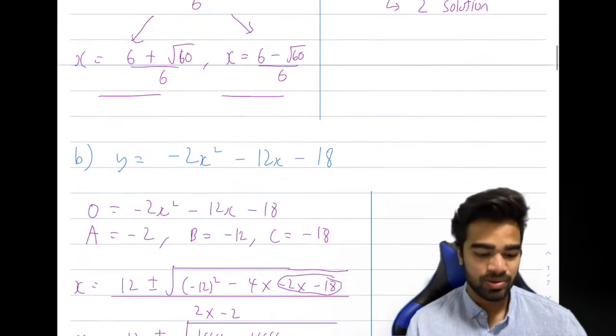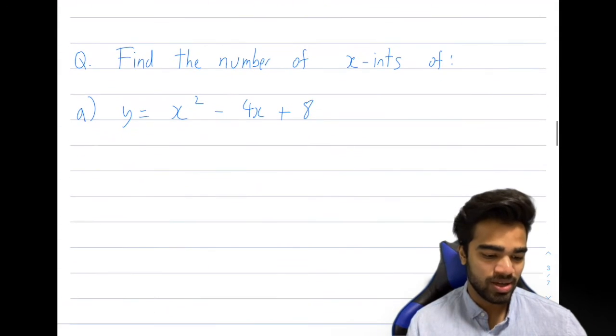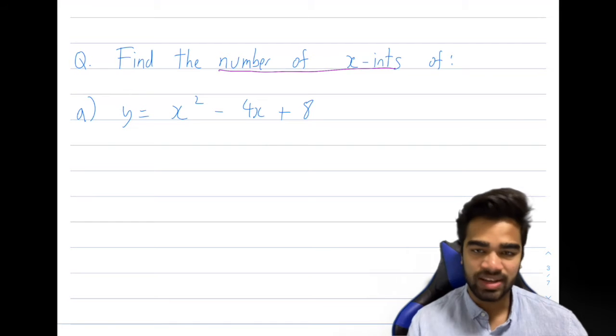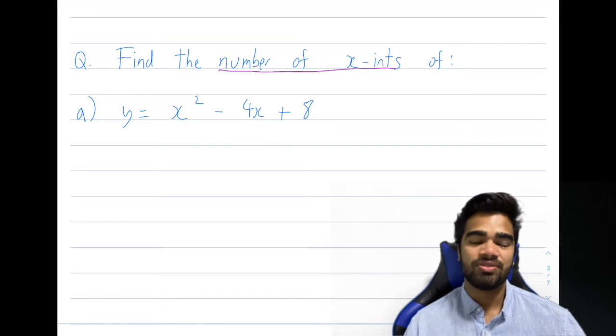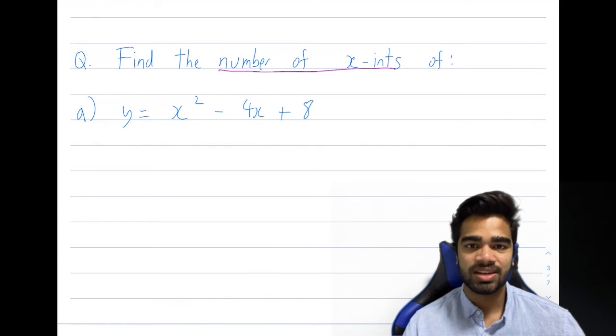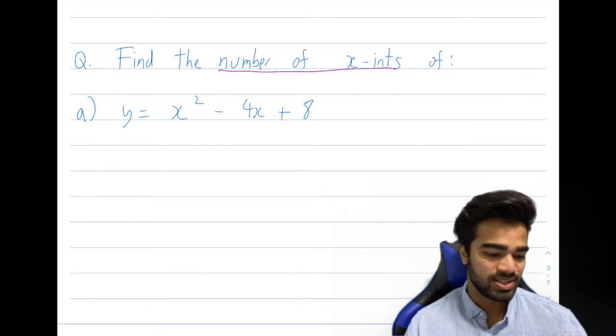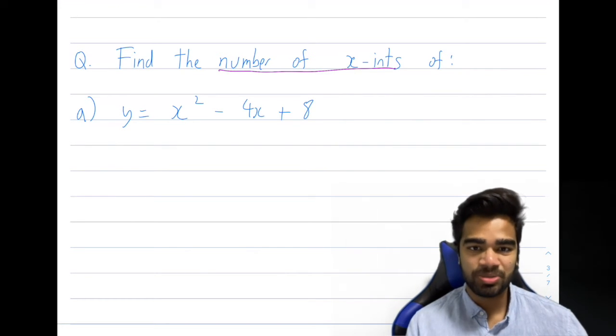So, why is this useful? Well, let's say we have a question like this. It just says find the number of x-intercepts. So it's not asking for what the x-intercepts are, it's just asking how many x-intercepts there are. That's all the question is asking for. Well, we use the discriminant to find that.